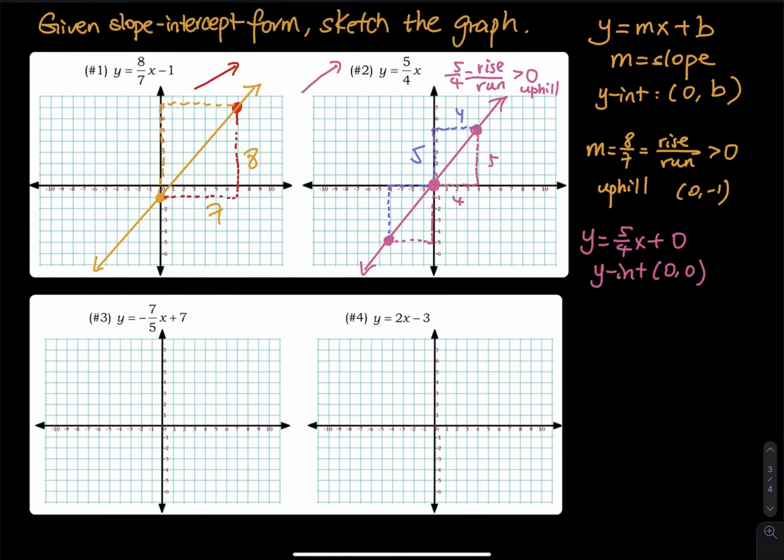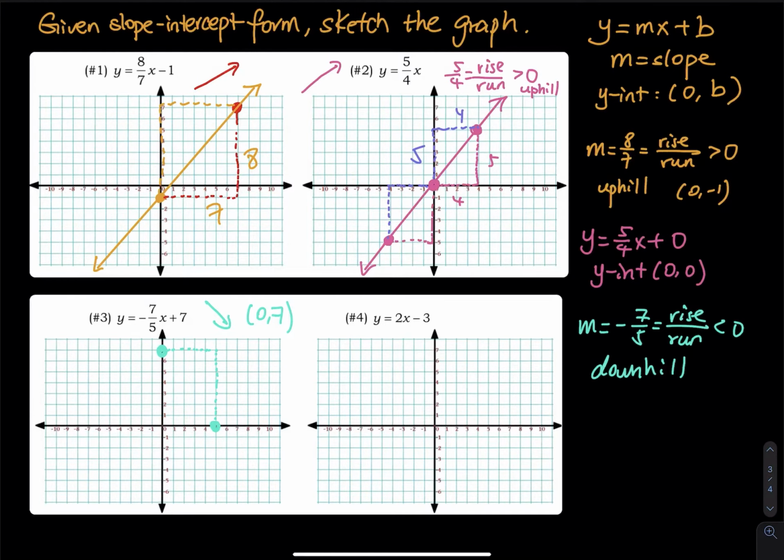So the next problem, we have a slope equal to -7 over 5. So that is rise over run. This is negative. That means the line is going downhill. So going downhill looks like that. So we start with the y-intercept at (0, 7). So (0, 7) going downhill. That means we run 5 units to the right and then 7 units down. So that stops right here.